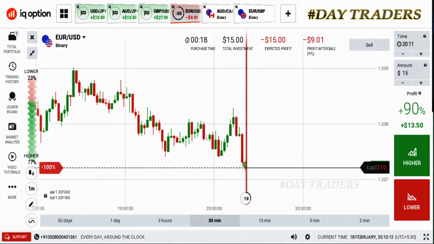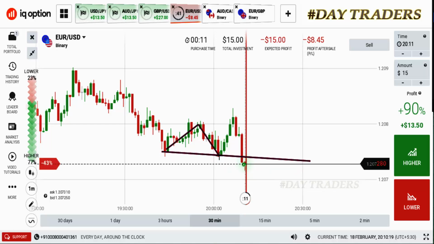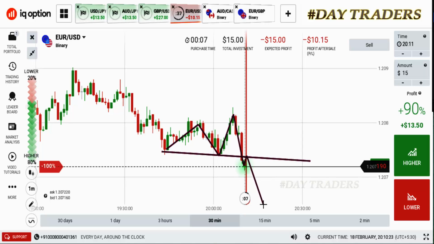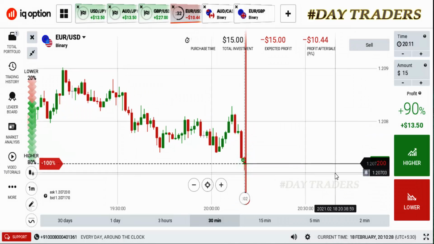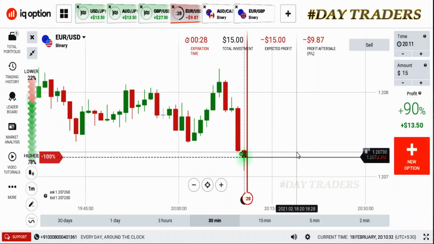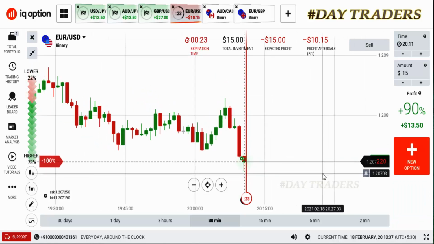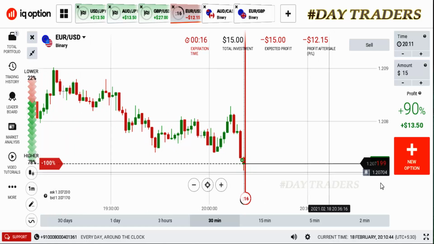Why? Because this is a buyer's area breakout, and previously some buyers very strongly entered the market. That's the reason I placed this, expecting a retracement candle. Let's see. Okay, it's not giving a retracement candle.